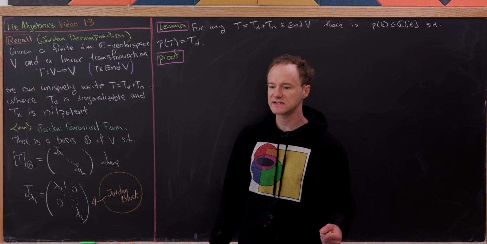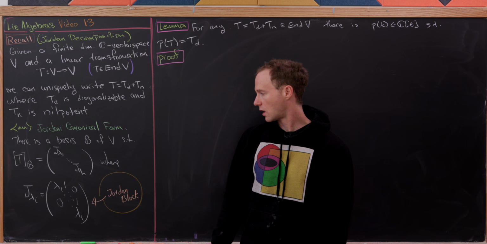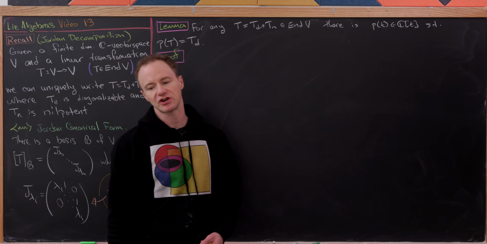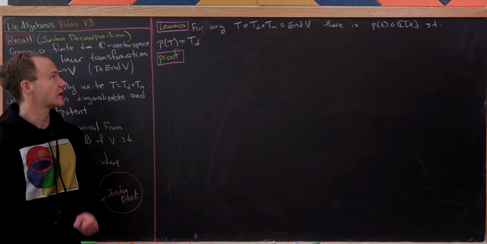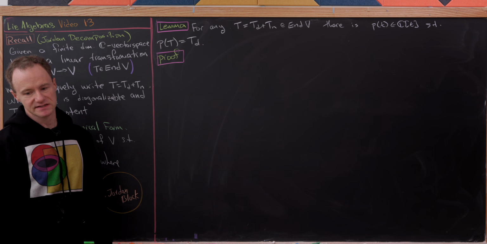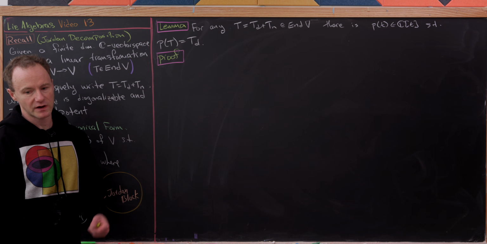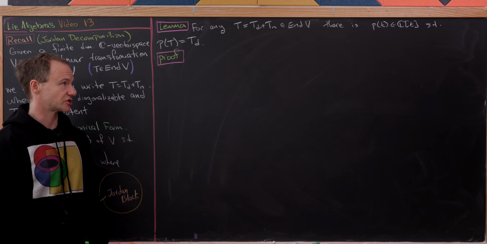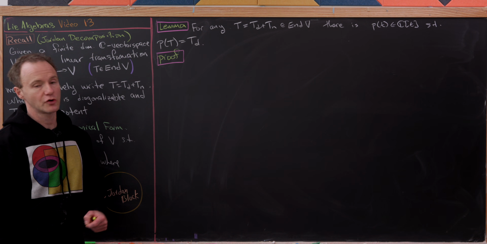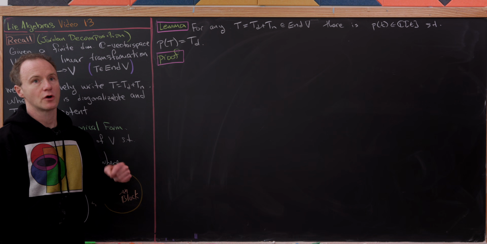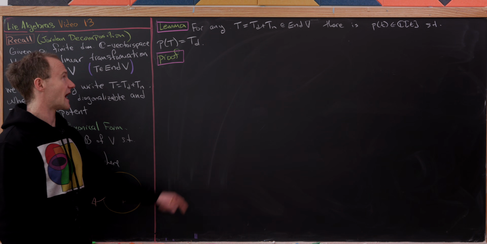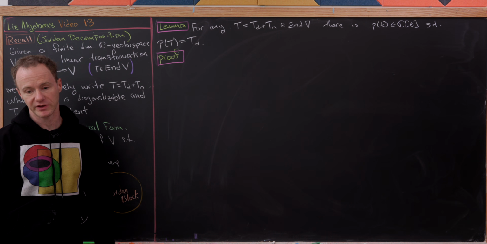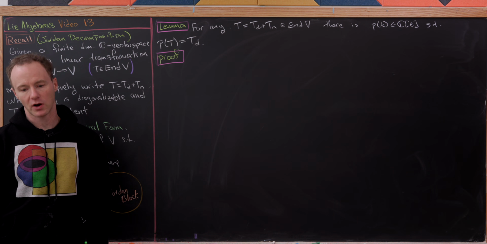And I should say that in this setup, the lambda i's are called generalized eigenvalues. And then you've got generalized eigenvectors connected to them as well. Okay, so here's the next lemma. And that says, if we've got one of these linear transformations, and we've decomposed it using Jordan decomposition, then we can find a polynomial p with coefficients in the complex numbers so that when we evaluate our linear transformation at the polynomial, we get the diagonal part.